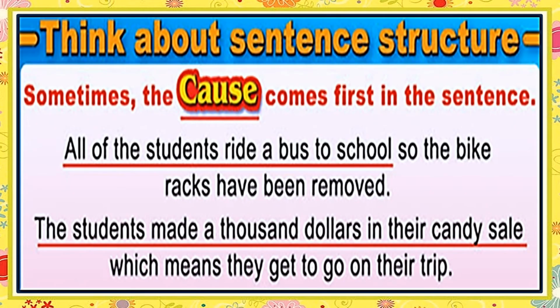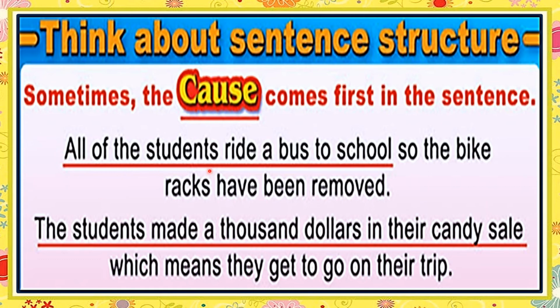Let's think about sentence structure. Sometimes the cause comes first in the sentence. Take a look at this. All of the students ride a bus to school, so the bike racks have been removed. So is the signal word or the key word. It separates the cause and the effect in the sentence. The second sentence: the students made $1,000 in their candy sale, which means they get to go on their trip. So the signal word or the key word is which means.